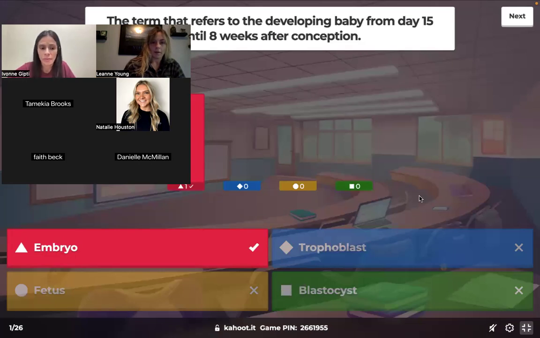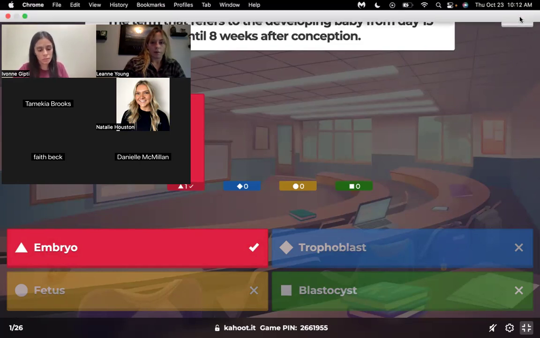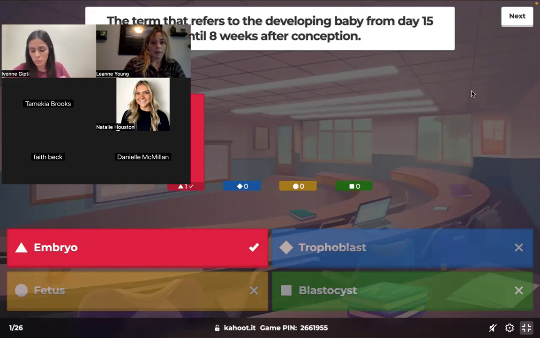Okay, so I think that these have come with a time limit on them, which we can change if we need to, like in the next couple of games. But yeah, this one, the term that refers to the developing baby from day 15 until 8 weeks after conception is an embryo. Okay, so this one was just a little bit more terminology based. All right, but it's good because this stuff is content from week one. All right, if you guys are ready, let's do the next one.